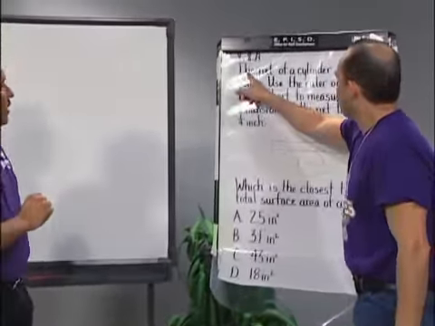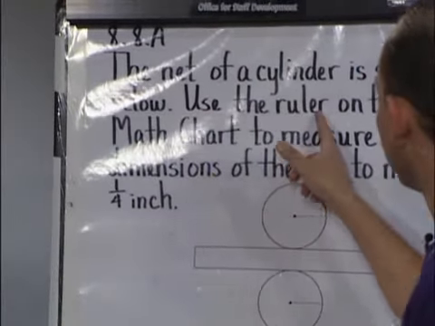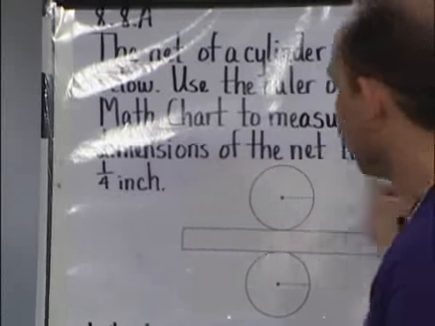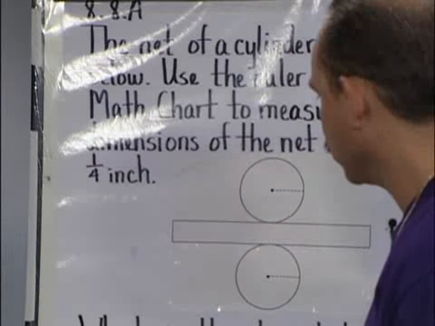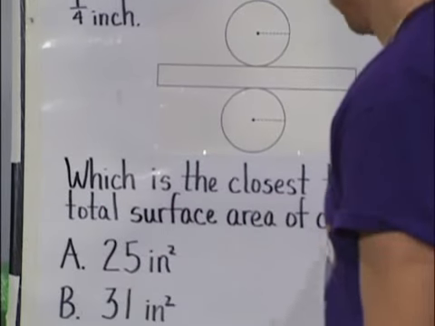First problem: the net of the cylinder is shown below, which is right here. Use the ruler on the math chart to measure the dimensions of the net to the nearest 1/4 inch. Which is the closest to the total surface area of the cylinder?